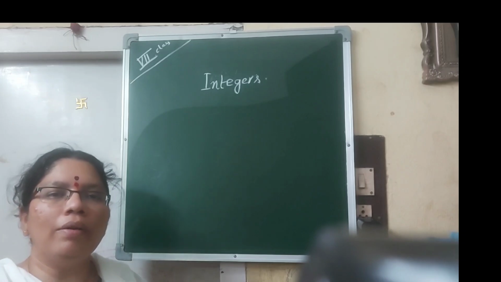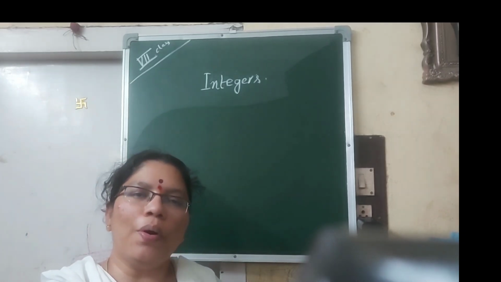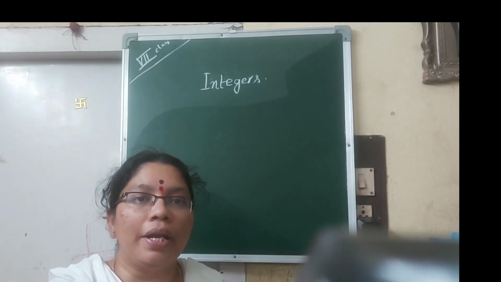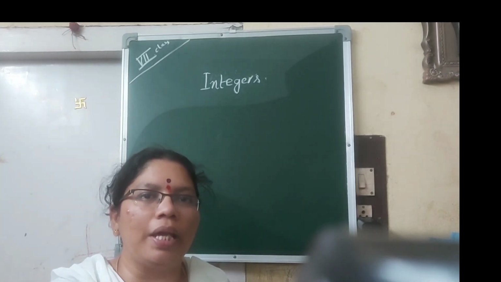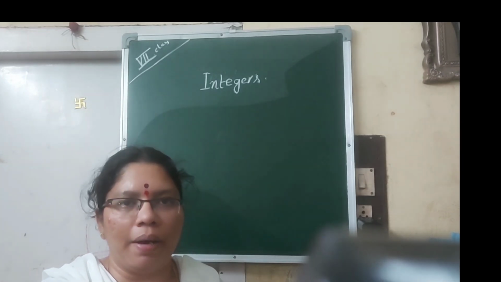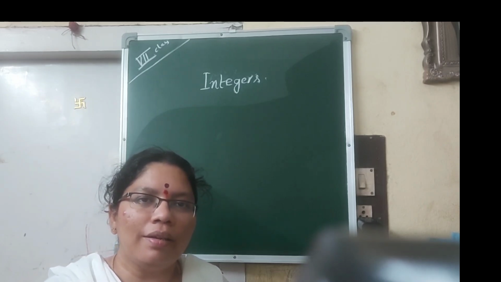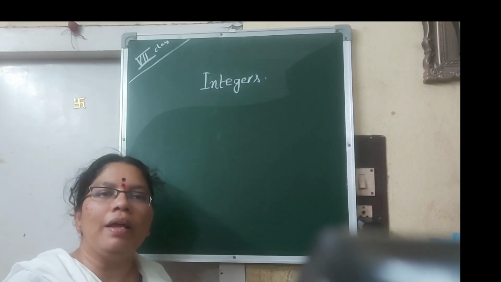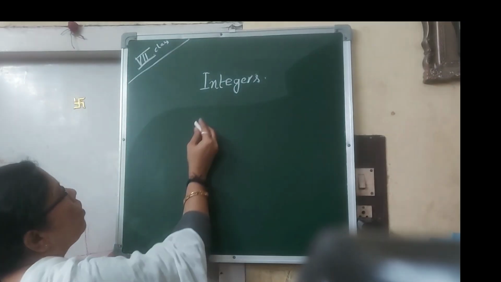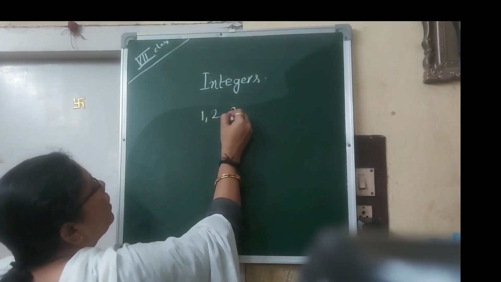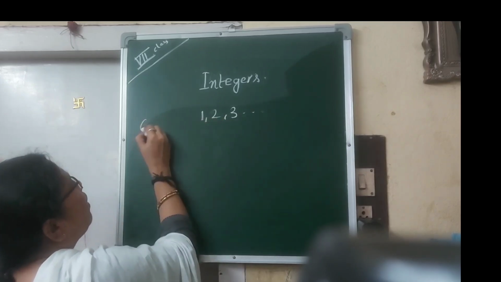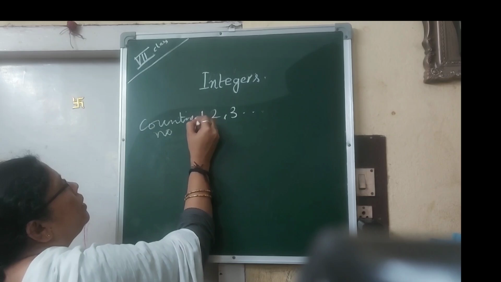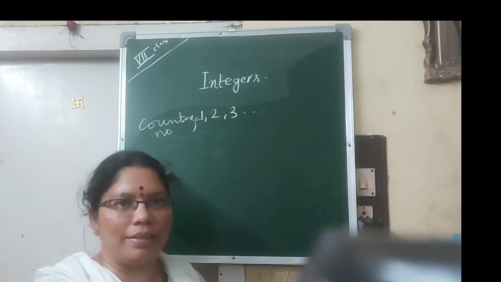All of you know about counting numbers. Where do we start counting? The numbers where we start counting are called counting numbers. We start counting everything from 1. So, 1, 2, 3 and so on. These are called counting numbers.